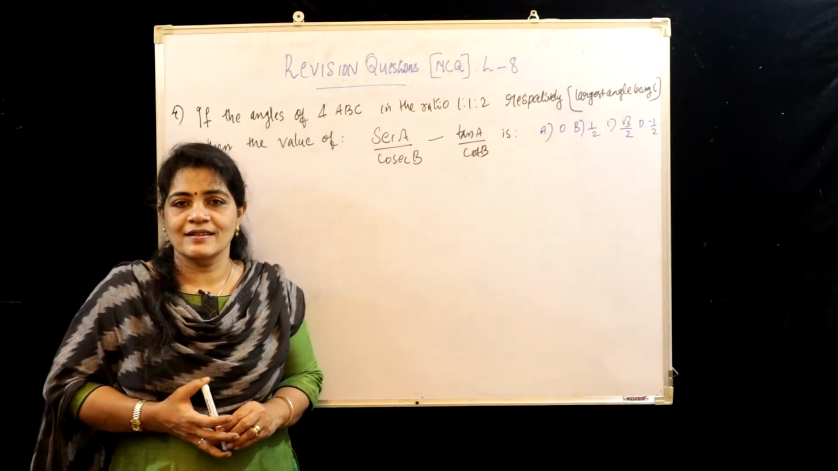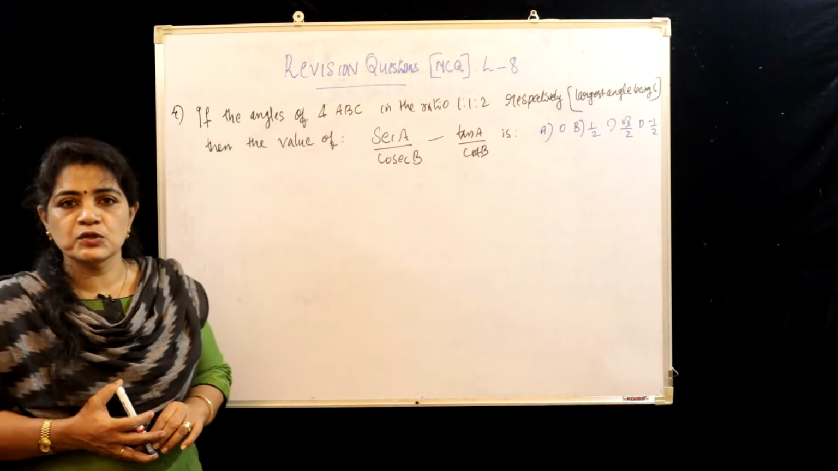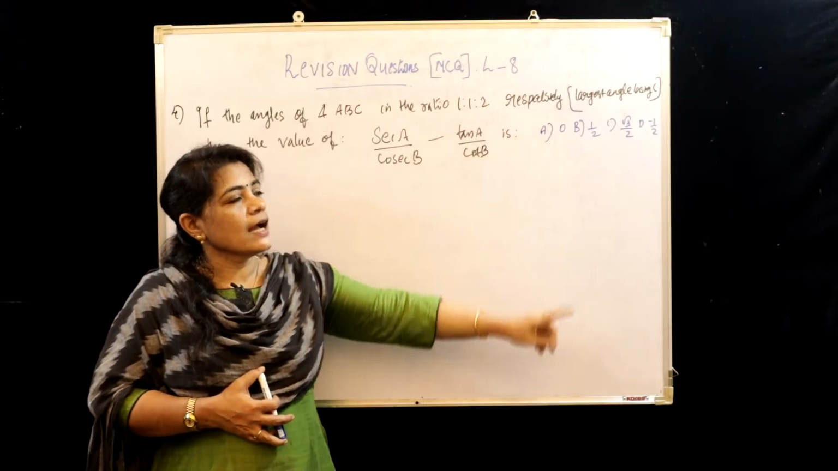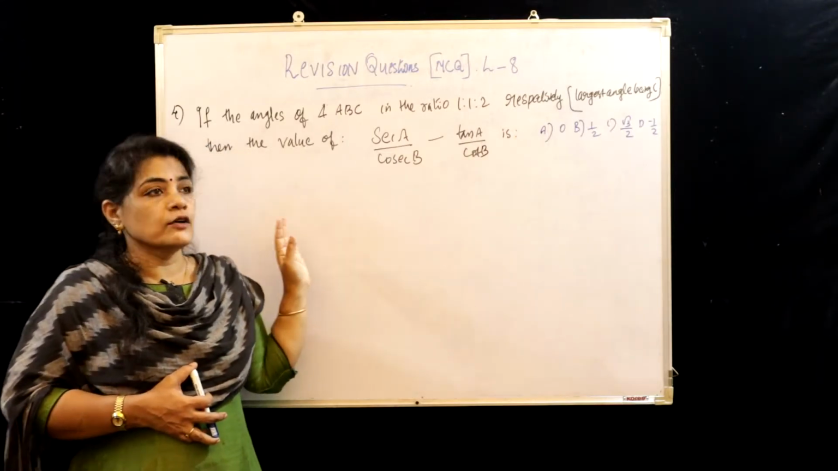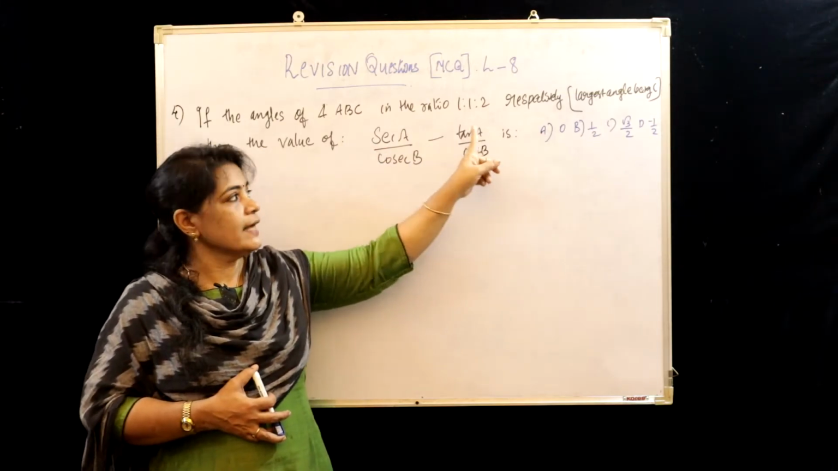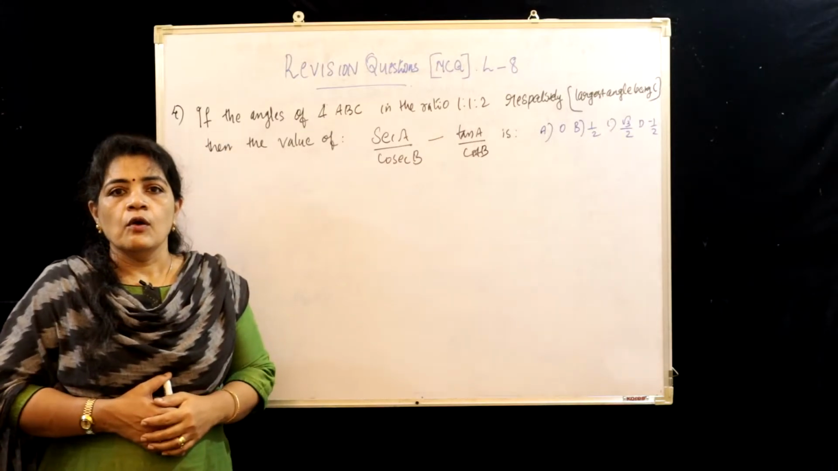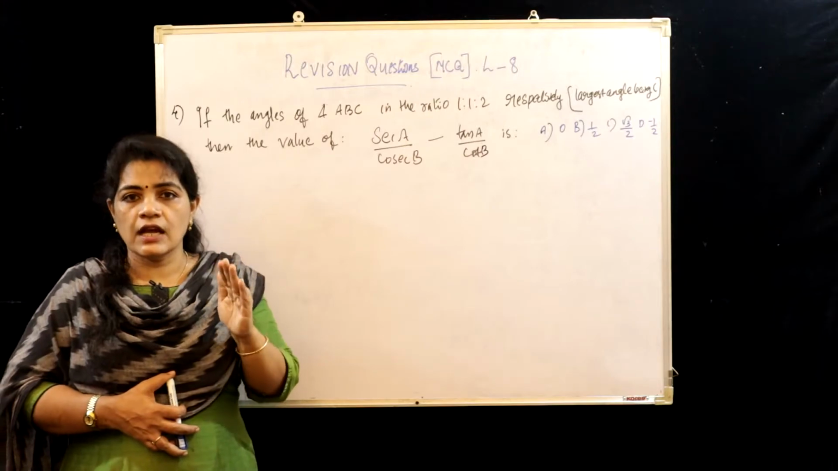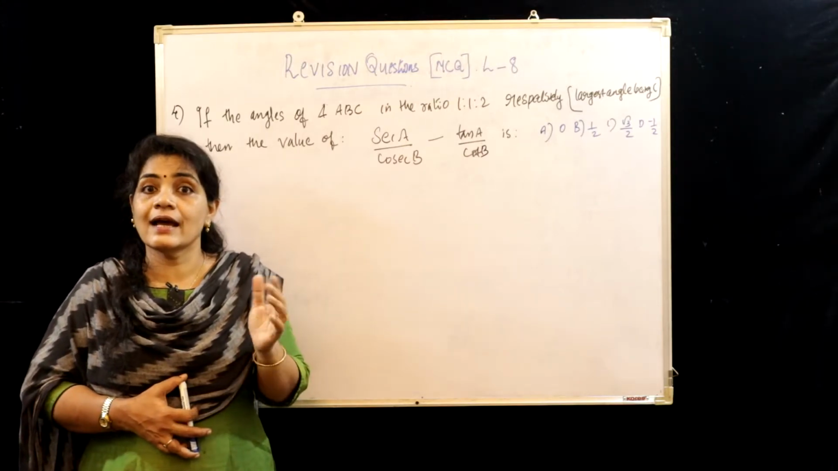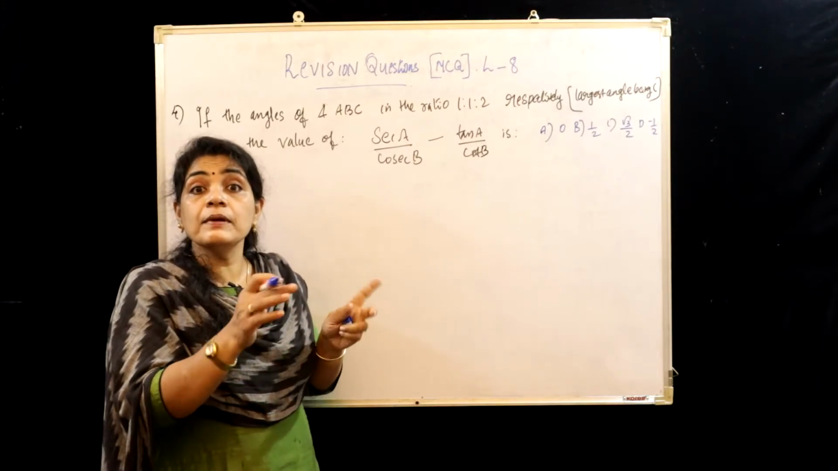Now the fourth question. If the angles of a triangle ABC are in the ratio 1:2 respectively, and the largest angle being C, we have to find out the value of cosec B minus tan A by cot B. Options as usual given. Okay, so what is given? We have a triangle ABC, and being trigonometry, we can consider that as a right triangle ABC, and the acute angles can be B and A.